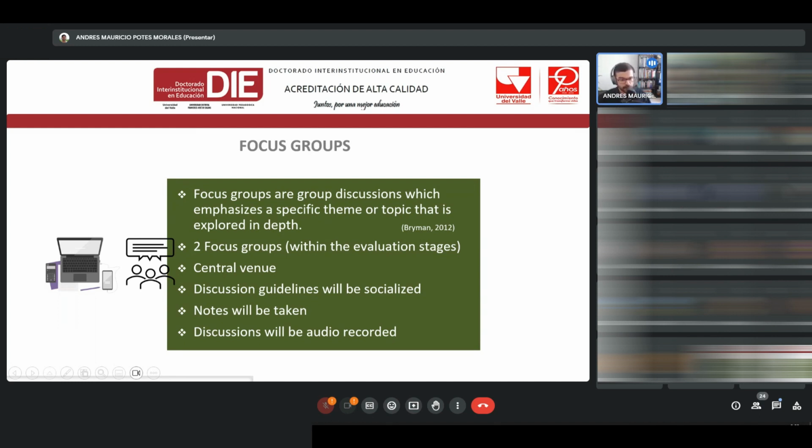In these two focus groups, the participant teachers will gather with the researcher in a central venue in the city. We will discuss the guidelines and socialize with them before every session. And notes will be taken during the session, and discussions will be audio recorded.